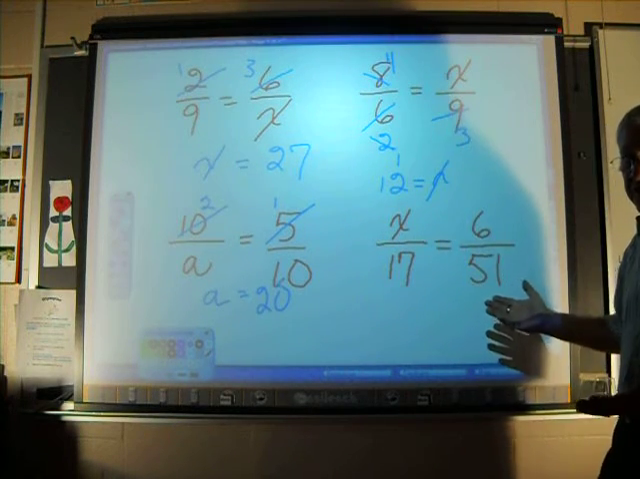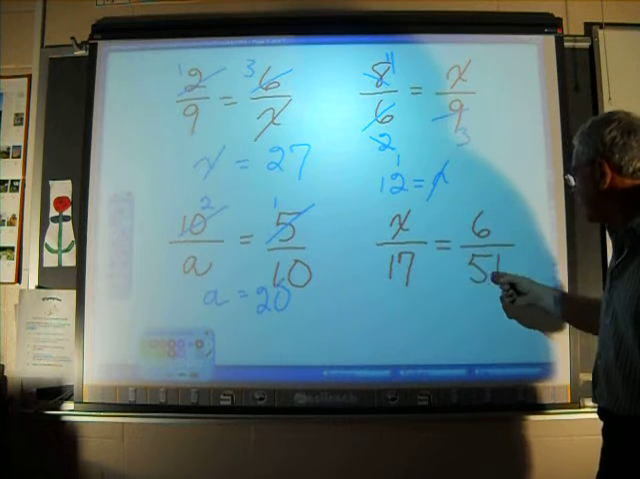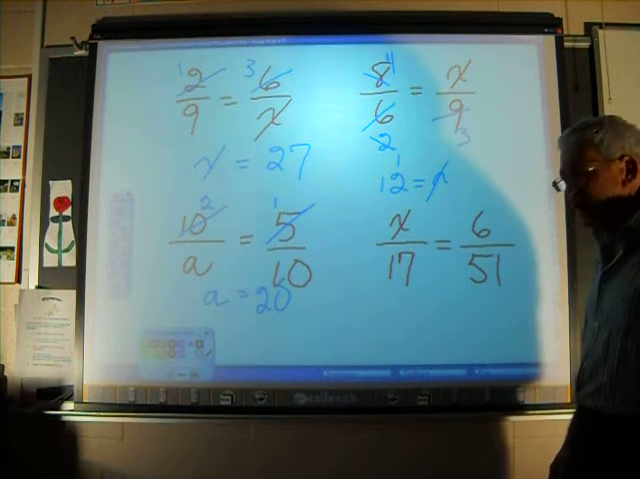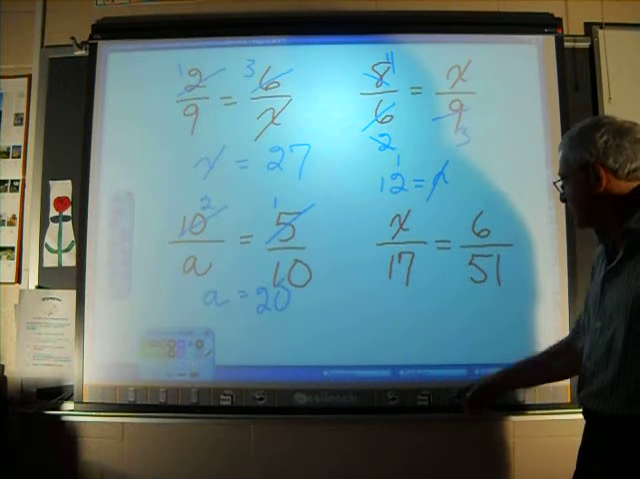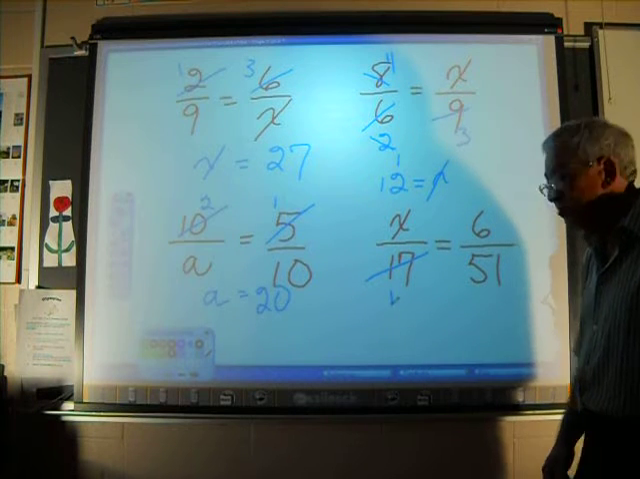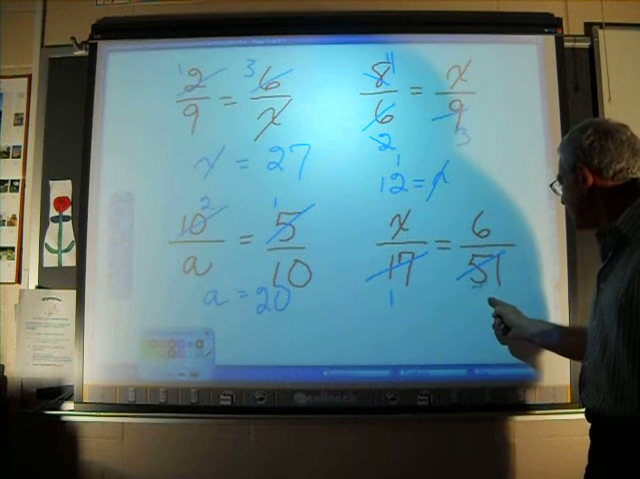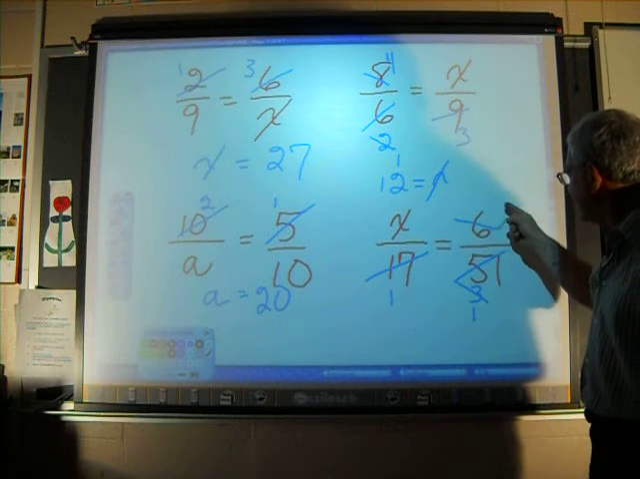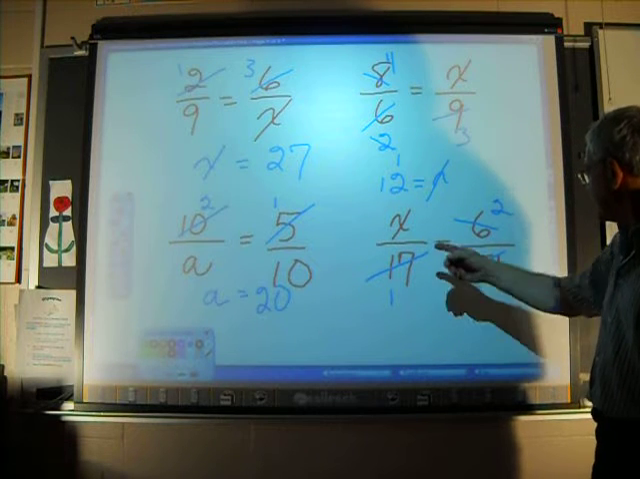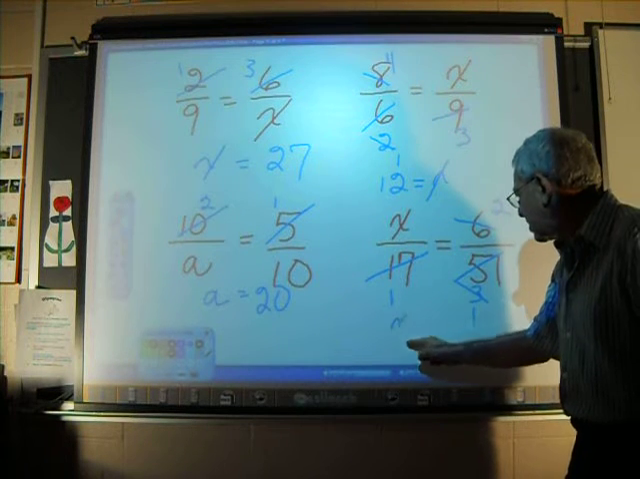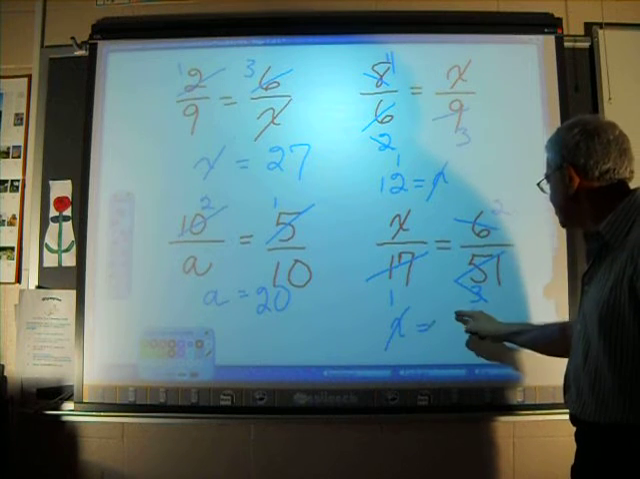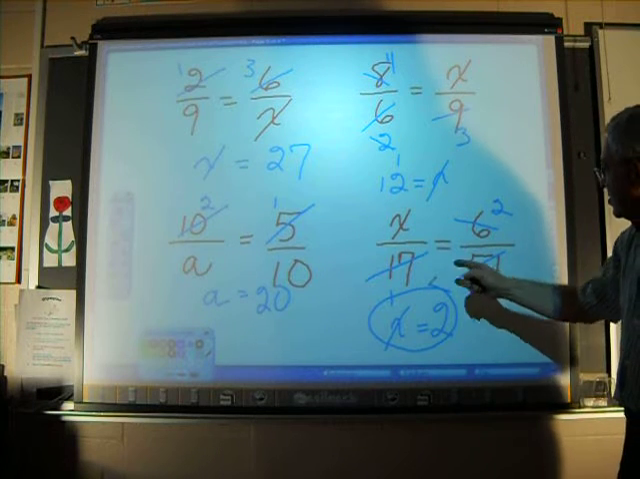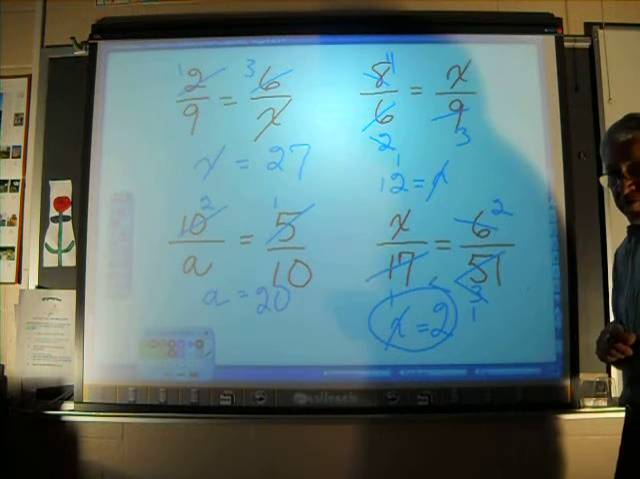Now this looks like it's really difficult, because you have to go 51x equals 6 times 17, whatever on earth that is. But if I reduce across the denominators, 17 into 17 is 1, 17 into 51 is 3. 3 and 6 have a common factor, 3 into 3 is 1, 3 into 6 is 2. So now I just cross multiply, x times 1 is x, and 1 times 2 is 2. Slightly easier than multiplying 17 by 6 and dividing it by 51.